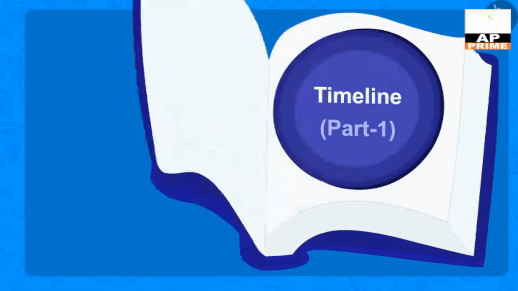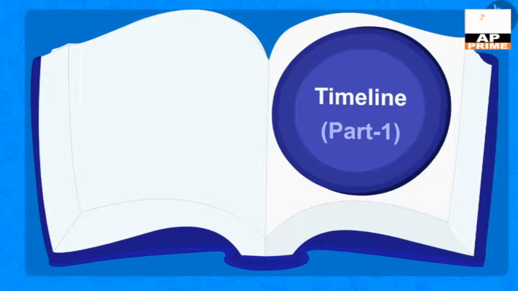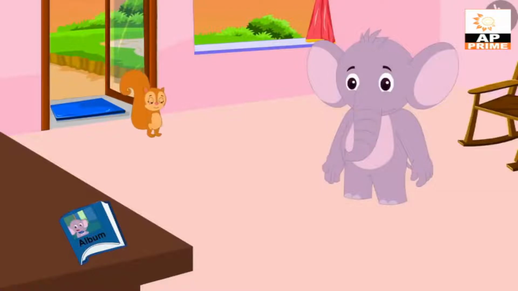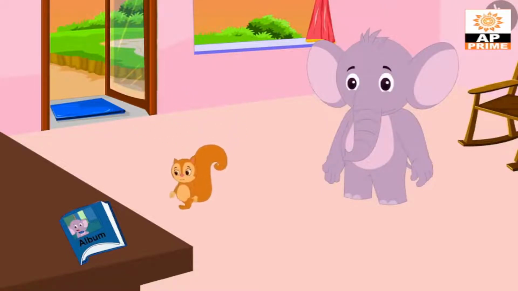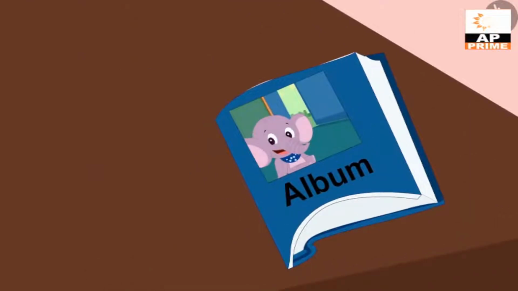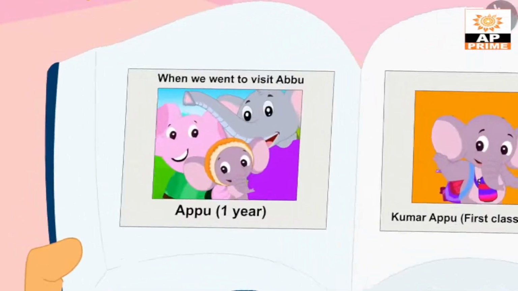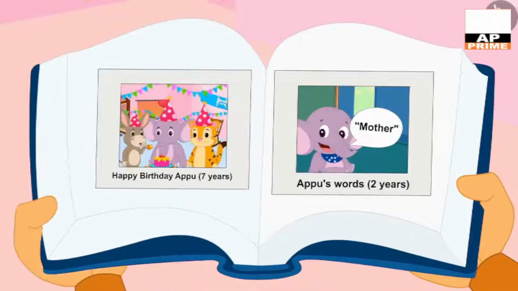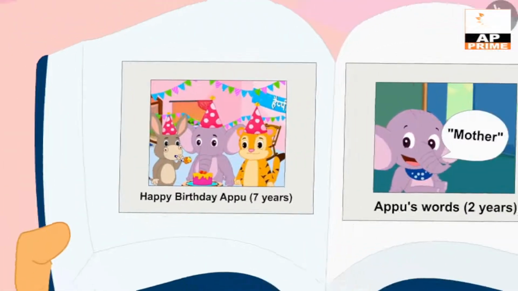Hello children, in this video we will learn about the timeline. Chanda has come to Appu's house. She saw a photo album at Appu's house. Chanda opened the album and started looking through it. The album contained many photographs from Appu's childhood to date.